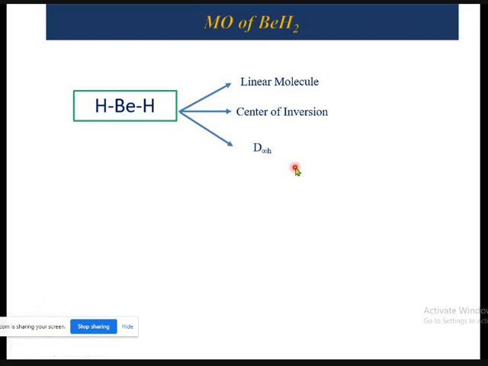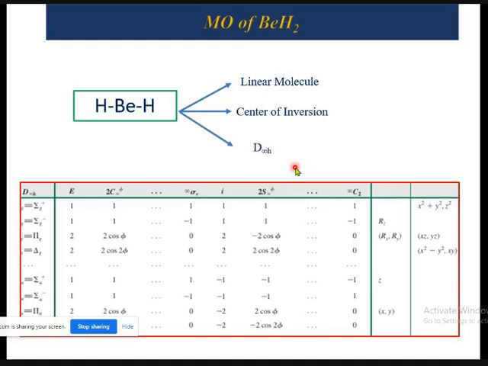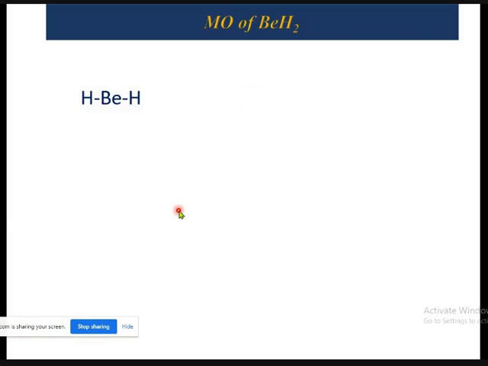D infinite h. Now this is the character table for the D infinite h point group. If you look here, in some of the symmetry elements, infinite is mentioned. So it is really difficult to find out or to apply the reduction formula in this case, right? So what do I do? The first job is we need to segregate the axis.